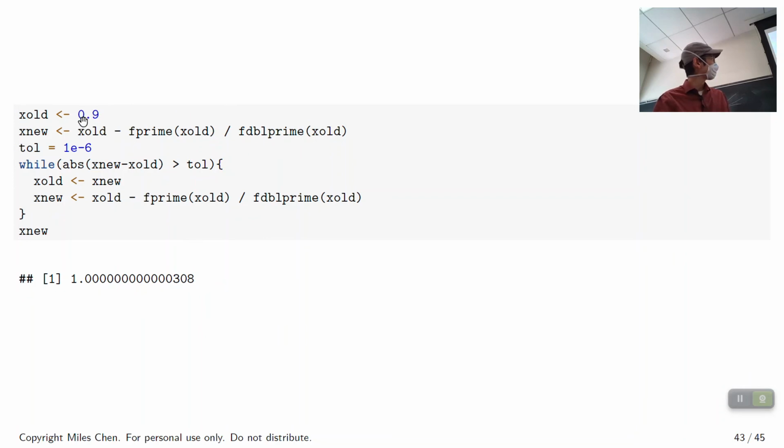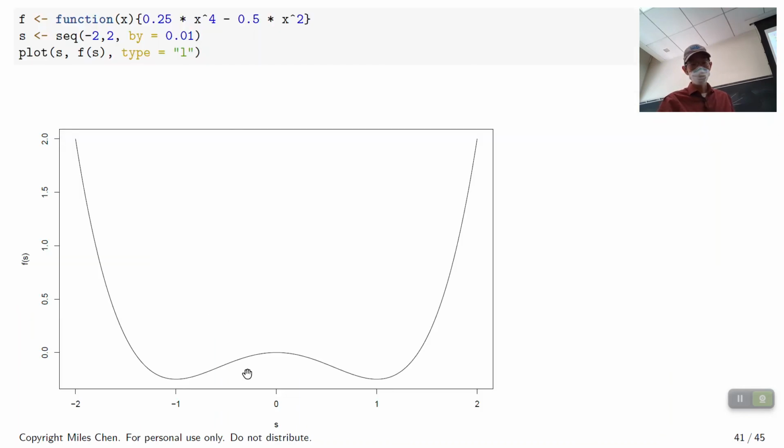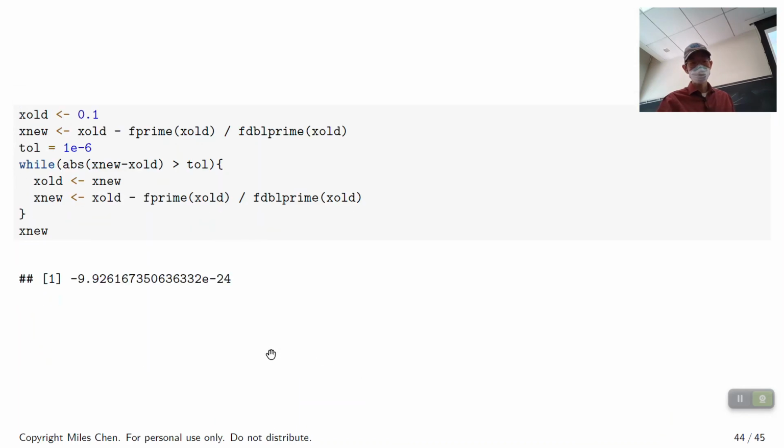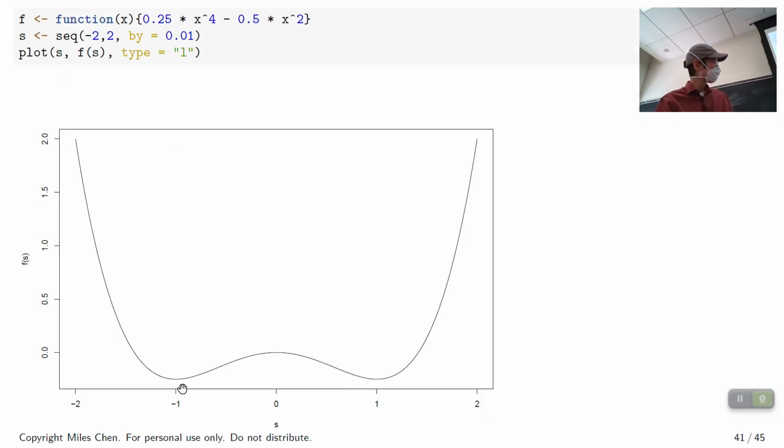If I start at 0.9, and I say the next iteration is going to be f prime divided by f double prime, it also takes me to 1. It's going to say that's a critical value. Okay, so in all of these, I'm just updating the next value by doing x old minus f prime of x old divided by f double prime. Here, if I start off at 0.1, I get a critical value at basically 0. And we can see, oh yeah, that corresponds to a local max. If I start at -10, it identifies the critical value at -1.